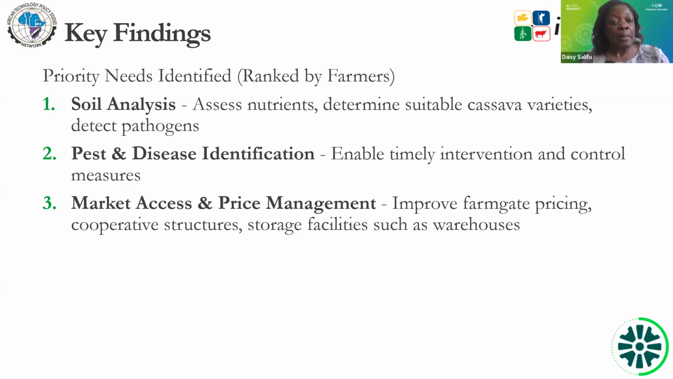And the third challenge or priority need that we identified together with them was market access and price management, because they noted farm gate prices were very low, and there were no structures for storage and no warehouses. And they feel if they would come together as a cooperative, such type of heavy investment facilities can be achieved by putting these group farmers in cooperatives or in groups.